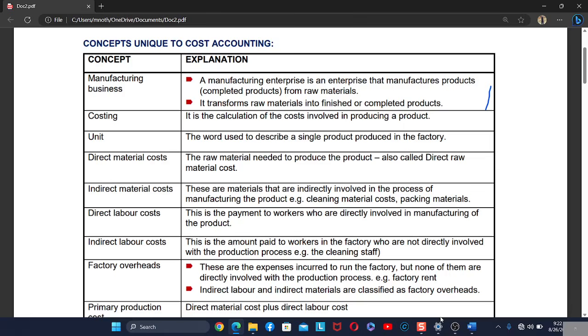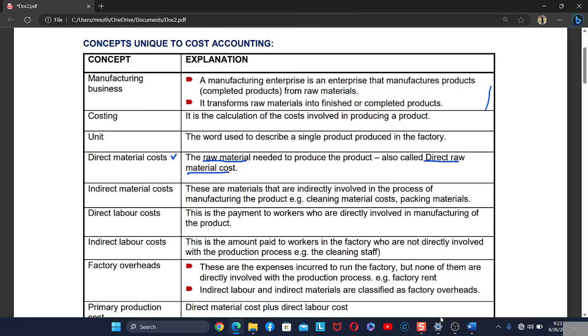Now the direct material. This is the raw material that is directly involved in the making of the product, the raw material needed to produce the product. For example, if we are making apple juice, obviously the raw material needed is the apple. It is also called the direct material cost.